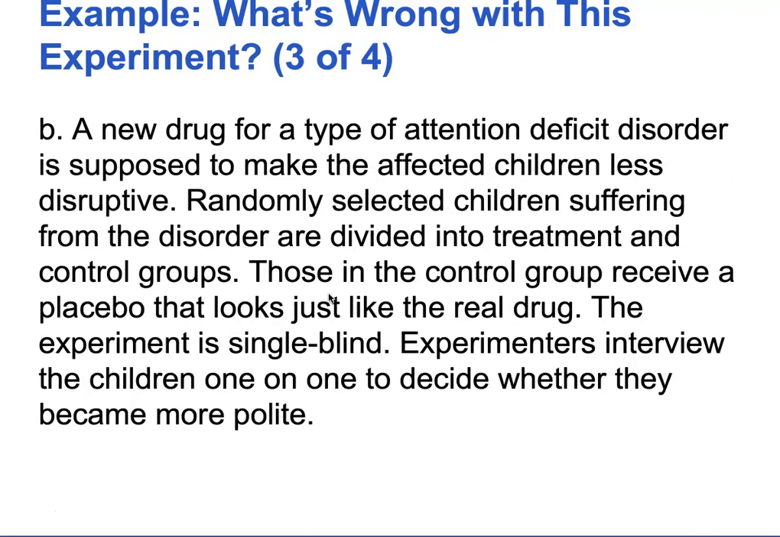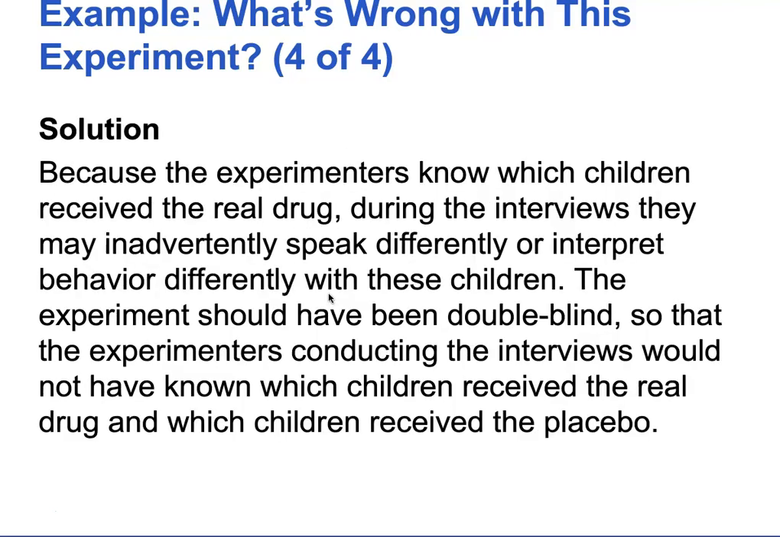What is wrong with this experiment? B. A new drug for a type of attention deficit disorder is supposed to make the affected children less disruptive. Randomly selected children suffering from the disorder are divided into treatment and control groups. Those in the control group receive a placebo that looks just like the real drug. The experiment is single blind. Experimenters interview the children one-on-one to decide whether they become more polite.